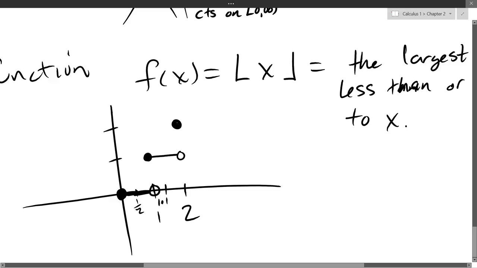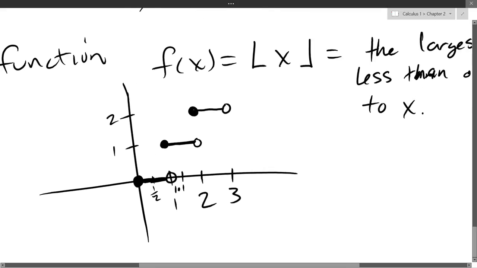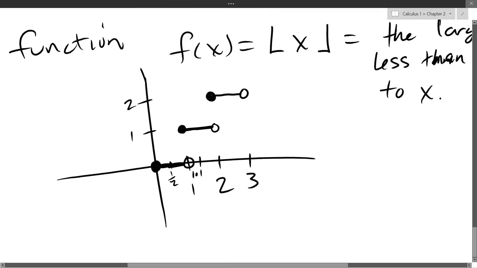Yep. So it's going to look like this right here. And then when do you stop having 1? You stop having 1 as soon as you actually have the value 2, because the largest integer less than or equal to 2 is 2. And then once you go past 2, you still use the integer 2 until you hit 3. So it is basically a staircase function.